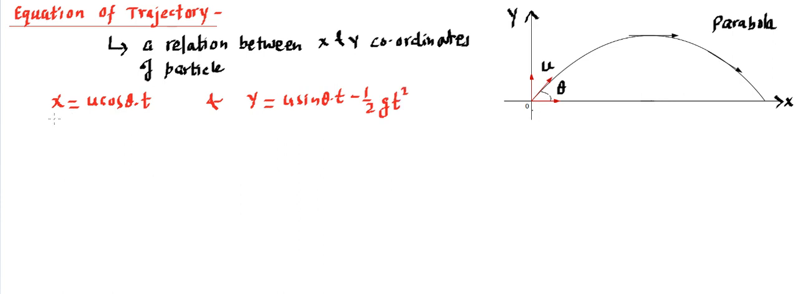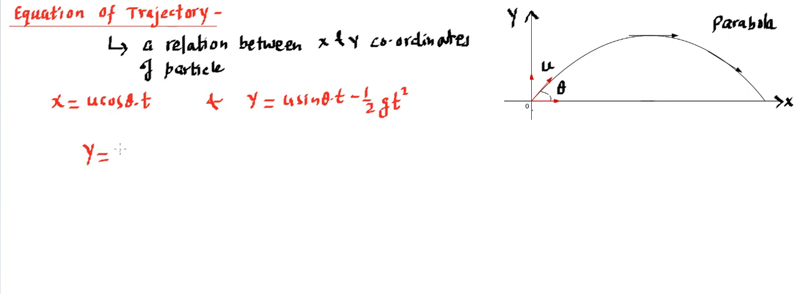Now this x is a function of time, this y is a function of time, so time is a variable. What we need to do is eliminate that variable out of these equations and form a relation between x and y. u and theta are constant, so they can stay there. So from here we can find the value of t, and we can substitute this value of t in the second equation.